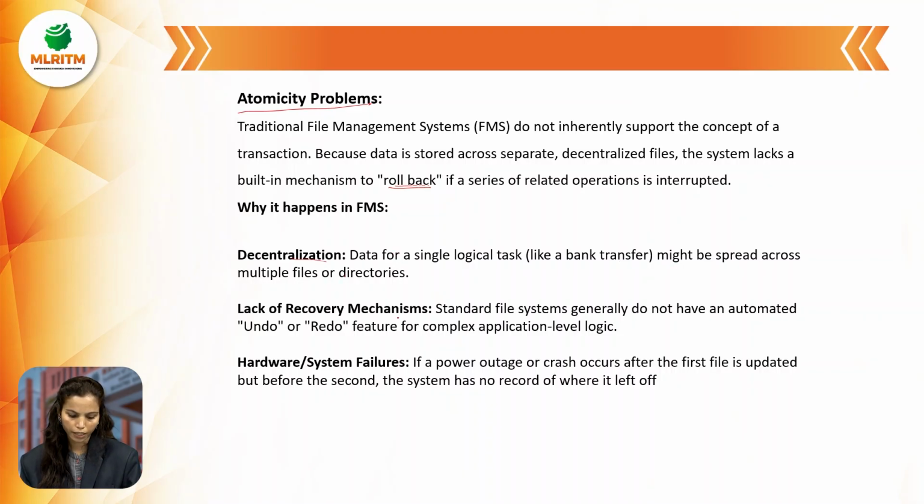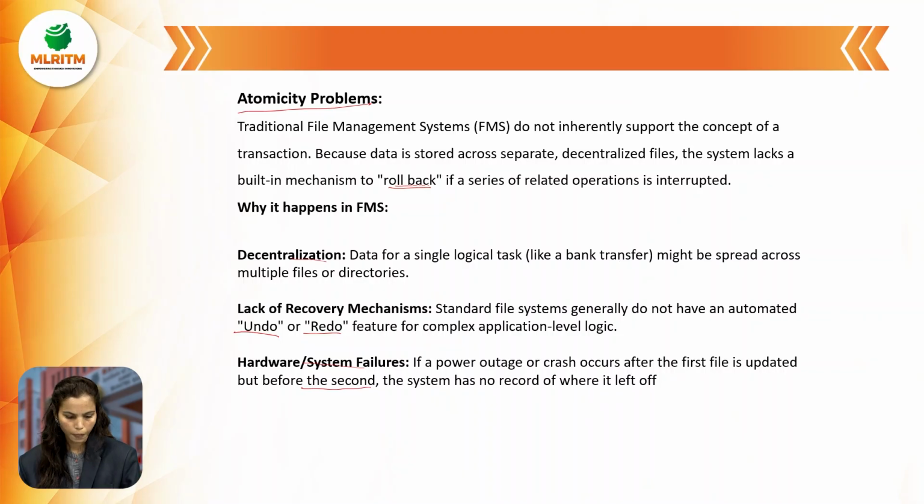Lack of recovery mechanisms: standard file systems generally do not have an automated undo or redo feature for complex application-level logic. Hardware and system failures: if a power outage or crash occurs after the first file is updated but before the second, the system has no record of where it left off.